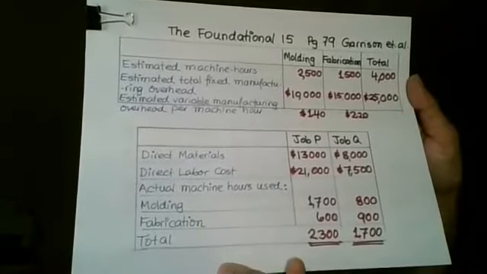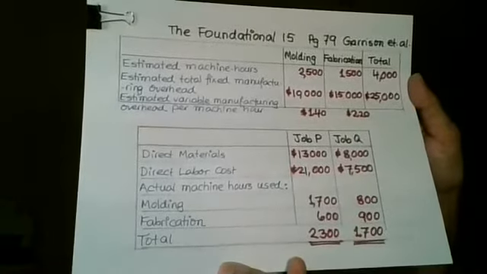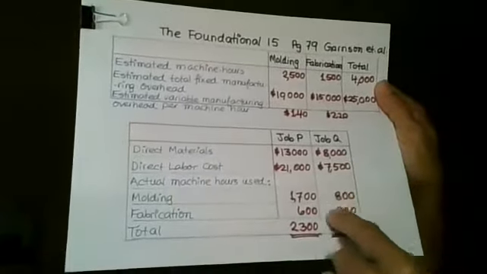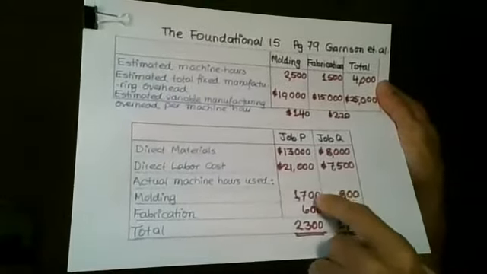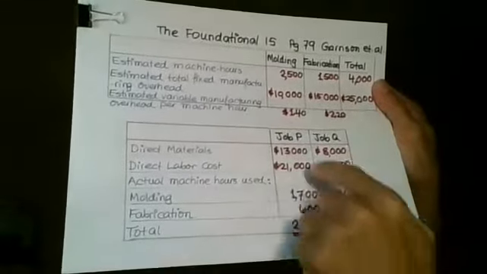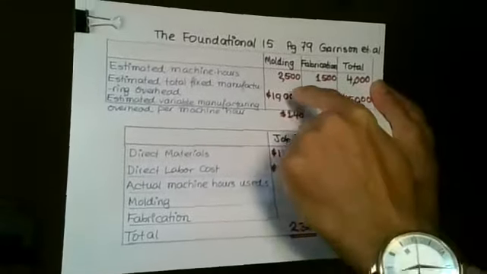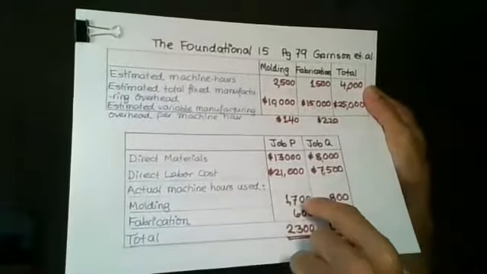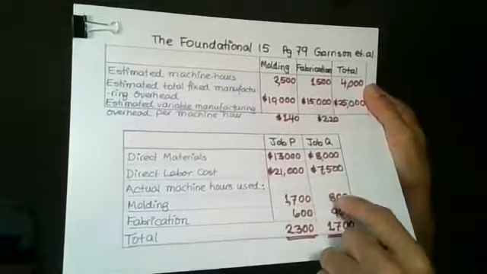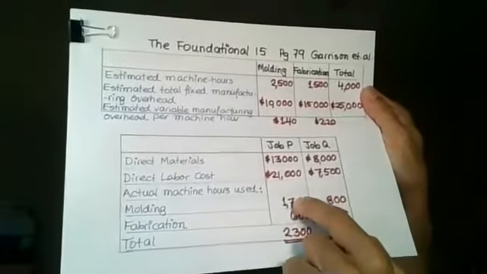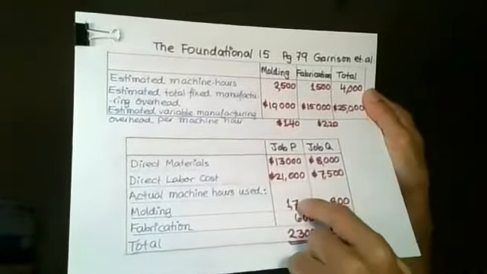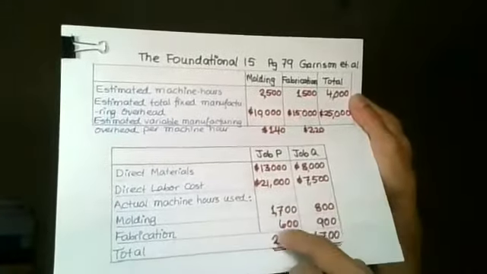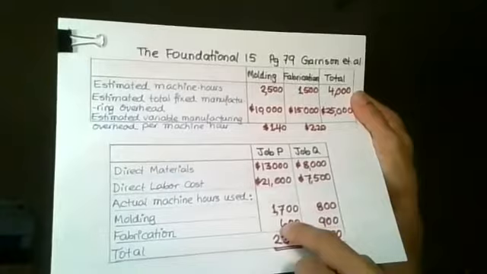Jobs P and Q have their respective materials, labor, and overhead. So overhead is not allocated here. See, these are not in dollar amounts. These are in hours. We have to find out how many dollars. So all you have to do is multiply them by the respective rates. For molding, the rate is $1.40. So if molding contributes 1,700 hours and 800 hours, in the solutions we're going to multiply this 1,700 by $1.40 and this 800 also by $1.40. And again, we're going to do the same for fabrication.